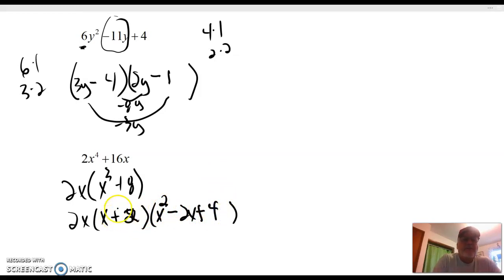So once again, this sign is the same as this one up here. This one is opposite, and this one is positive. Okay? So it's 2x times x plus 2 times x squared minus 2x plus 4. Yep. Okay.